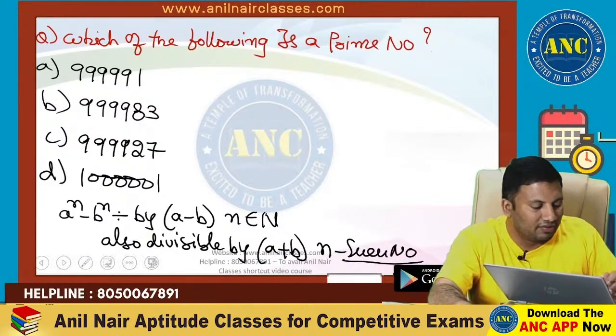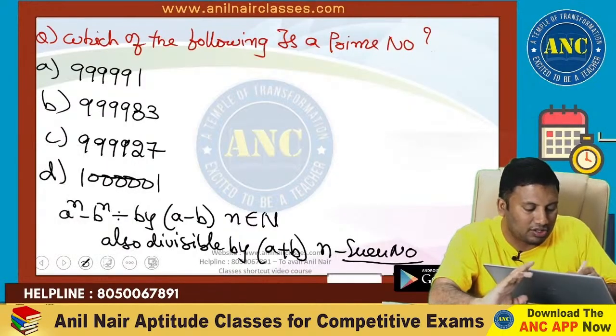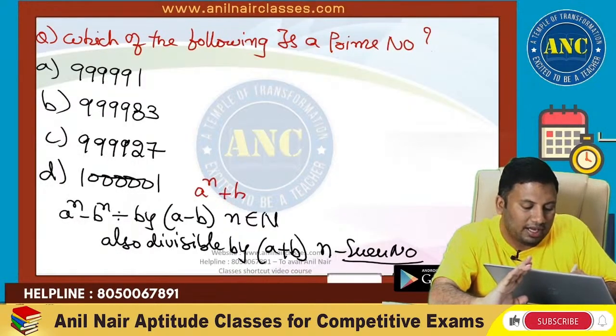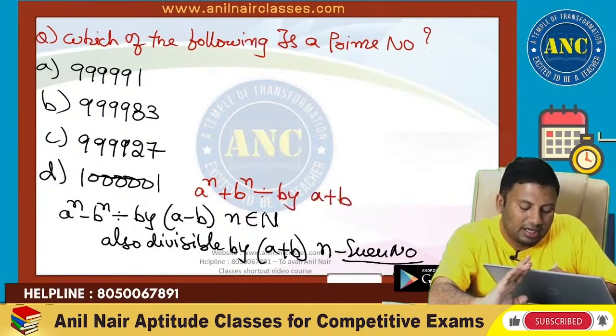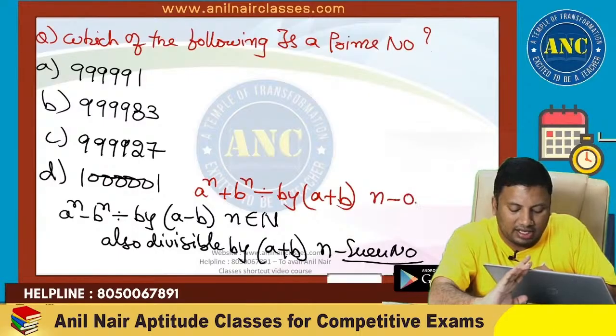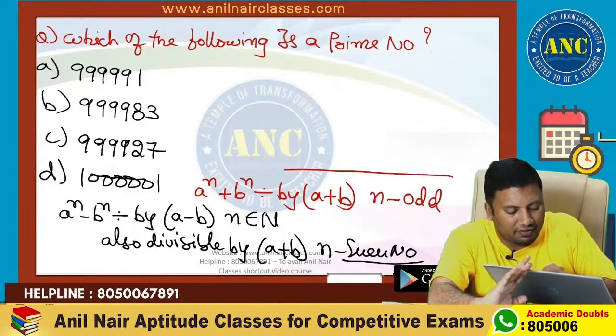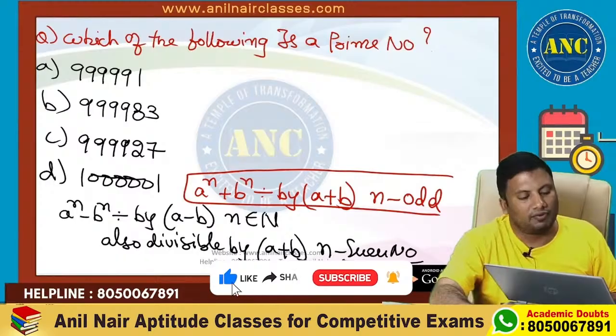We will use that concept, and one more concept also we can use. A power n plus b power n is always divisible by a plus b if n is an odd number. We will see this one.